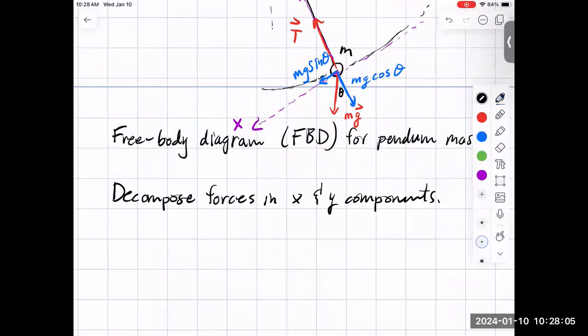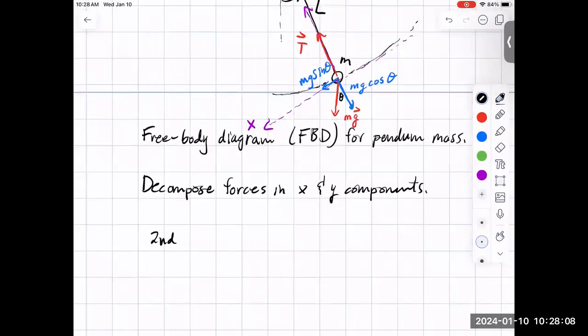I want to do the second law. Let's do the y direction in this case. So it would be the mass times the acceleration in the y direction would be equal to all of the forces acting along the y direction. And so if we look at our picture, we have the tension along the positive y direction. And then we have mg cos theta going down the y-axis. And so we would have minus mg cos theta.